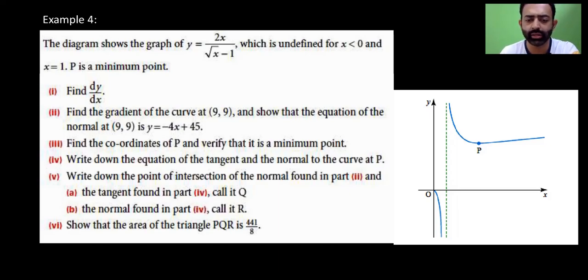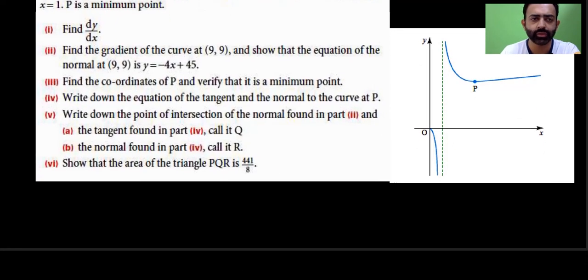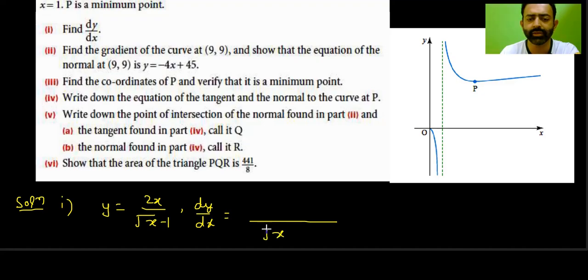So let us quickly do the differentiation of 2x upon root x minus 1. So solution part 1, y is 2x upon root x minus 1. That means dy by dx will be obtained using your quotient rule. What it says is that we have to square the denominator and then, keeping this denominator in the numerator as it is, differentiate first the numerator. So differentiation of 2x is just 2, then applying a minus sign, keep the numerator as it is, and then differentiate root x minus 1.